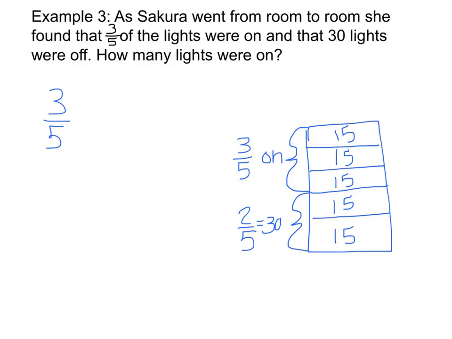Now, we are asked to find how many lights were on. We know that 3/5 of the lights were on, so therefore we need to take 15 times 3 to find the number of lights that were on. When we do that, we get 45 lights were on.